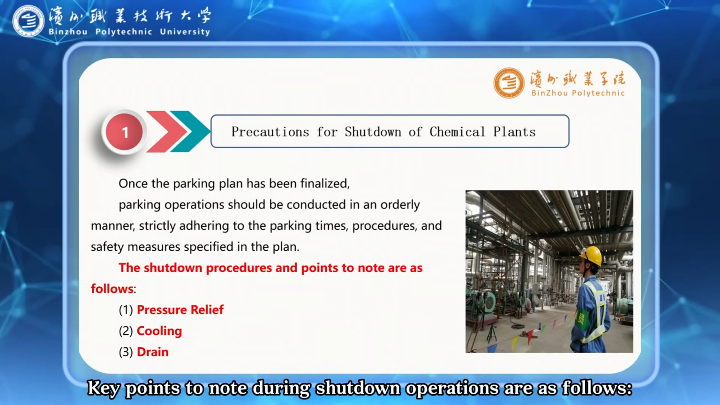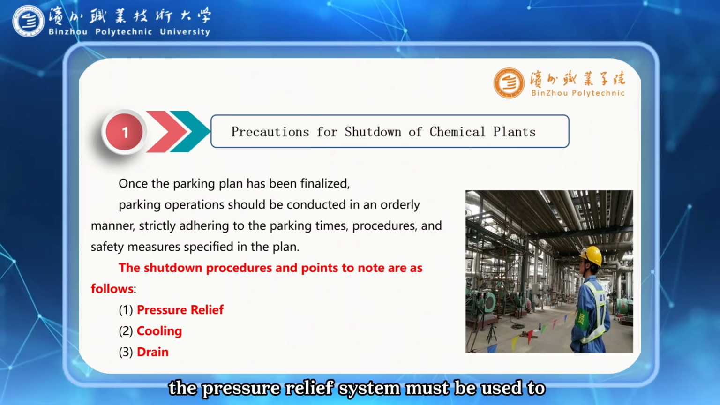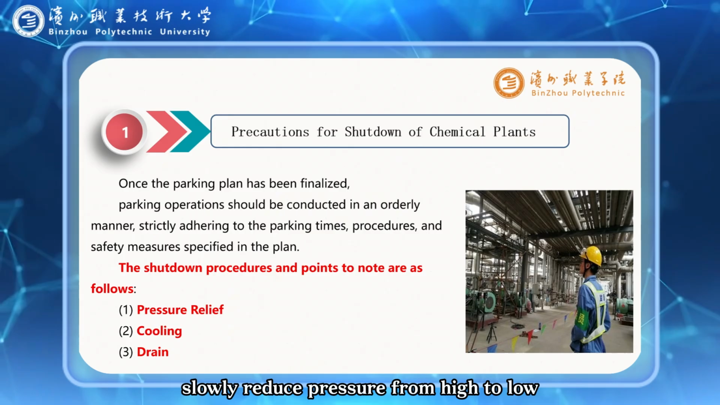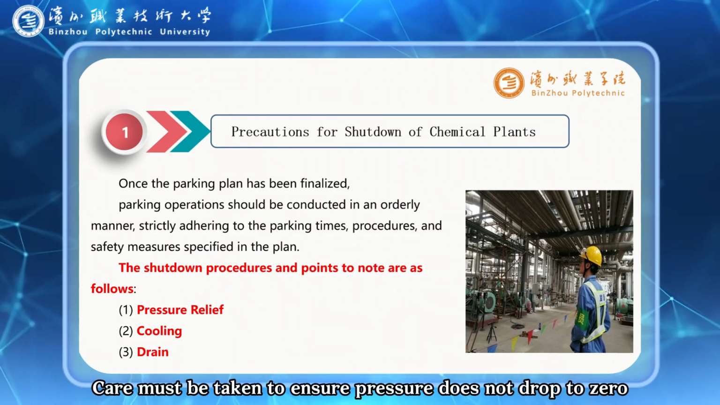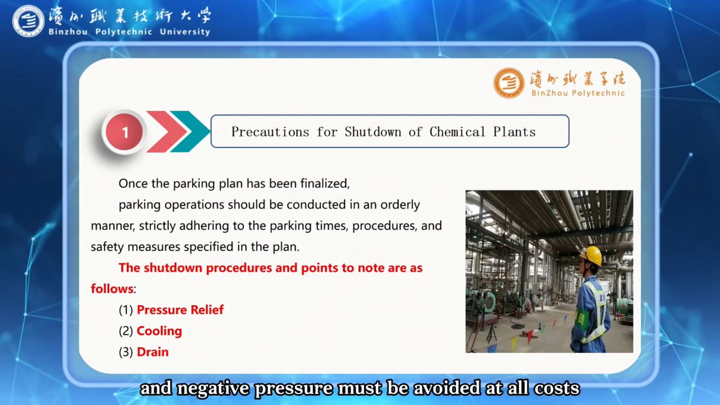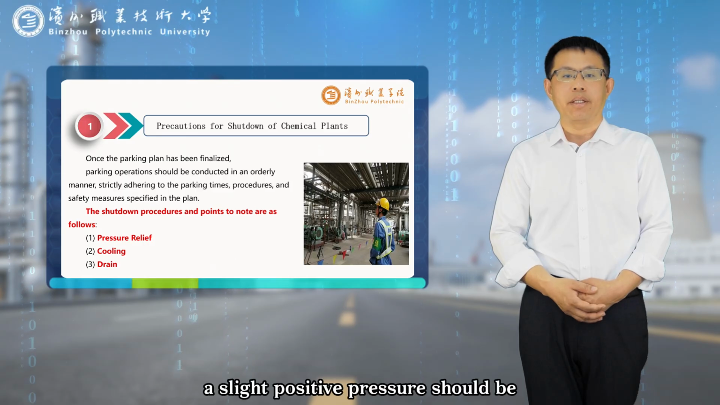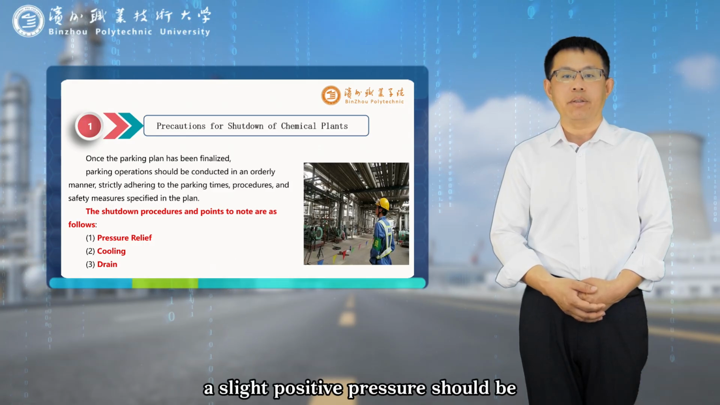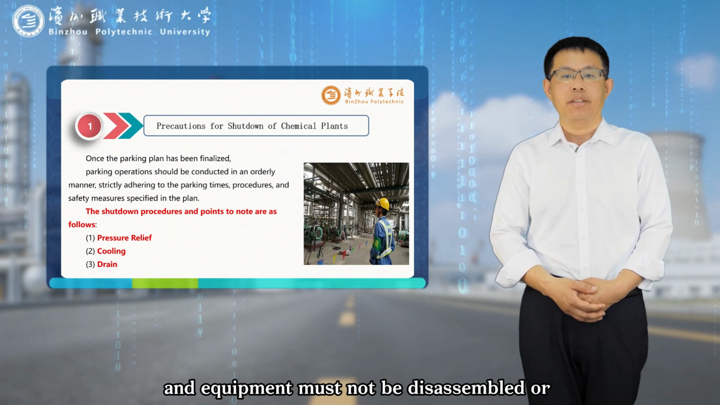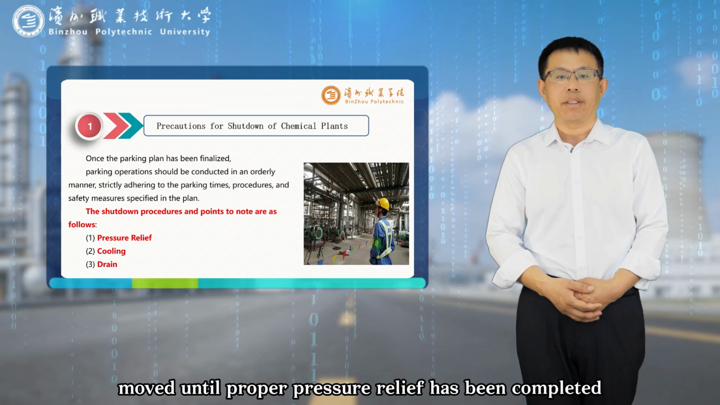Key points to note during shutdown operations are as follows. First, the pressure relief system must be used to slowly reduce pressure from high to low. Care must be taken to ensure pressure does not drop to zero, and negative pressure must be avoided at all costs. Generally, a slight positive pressure should be maintained within the system, and equipment must not be disassembled or moved until proper pressure relief has been completed.